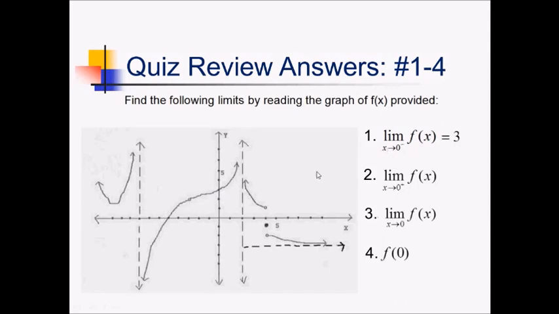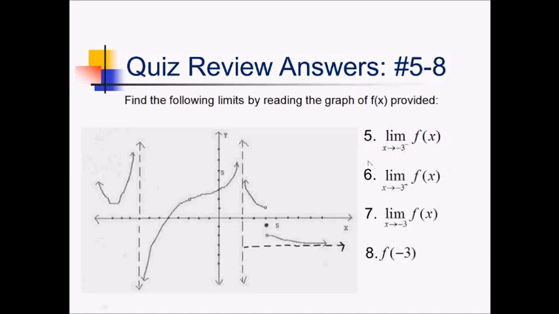0 from the right, we are also approaching 3 from the right side. And the two-sided limit then, since the left and the right agree, is also 3. Function value at 0, that is also 3. That just happens to be where the function is when you actually get to 0 for the x value. So that's also 3.